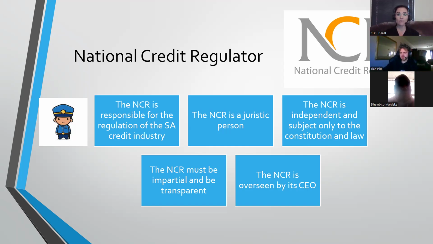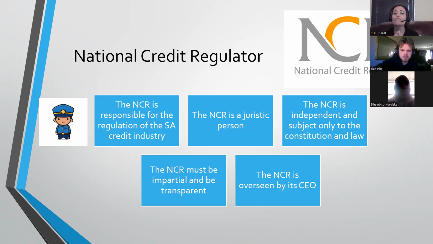Okay, so going back, we said that the National Credit Regulator is the policeman. They make sure we follow the rules of the NCA. So they are responsible for the regulation of the South African credit industry. It is a juristic person. Now we know a juristic person is a company, right? Because we cannot walk up to one person and say, hi, NCR, how are you? Okay, it's a company. We have a bunch of people working for the company. It's overseen by its CEO, so it's managed by one person, okay?